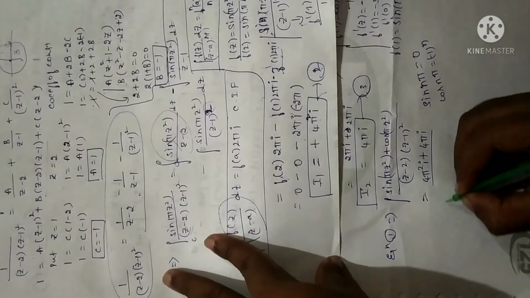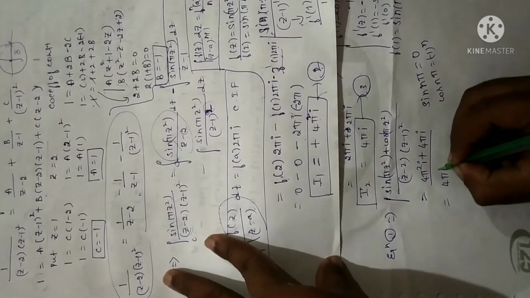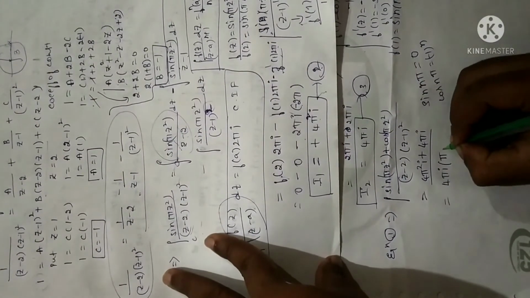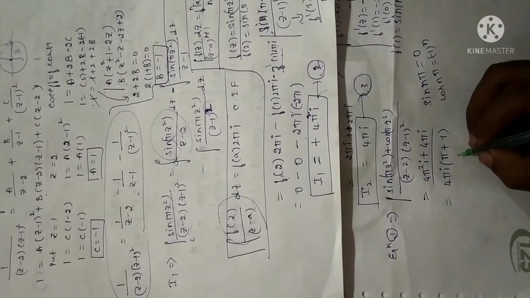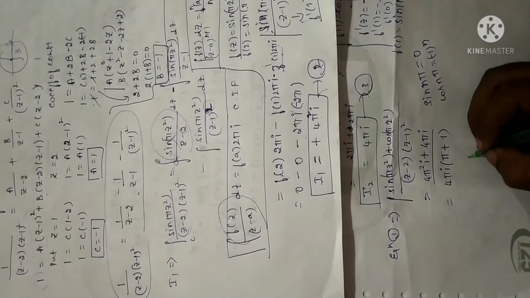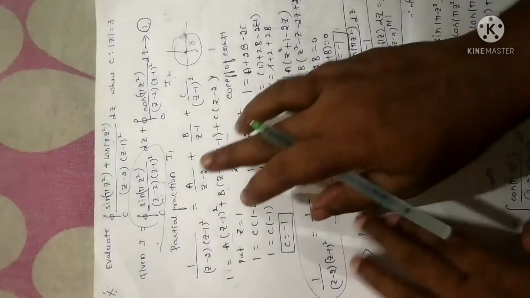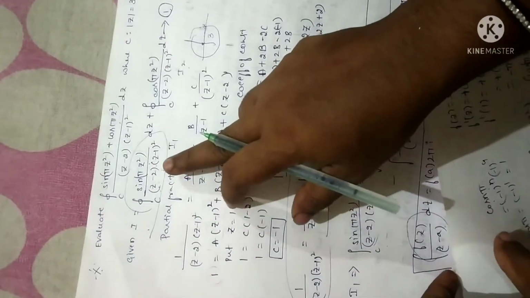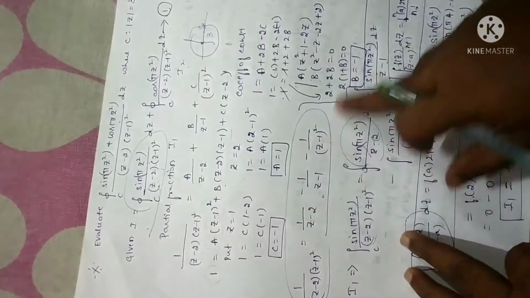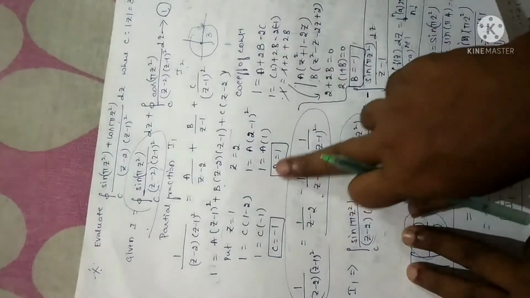Now what is common between these two terms? 4 pi I. So when you take 4 pi I common, you will get 4 pi I into pi plus 1. I am just repeating once again: since in the numerator you have a sum of two terms, you can split the numerator as I have done here. Now we have to split the denominator by applying partial fractions. So I have obtained the values of A, B, C.